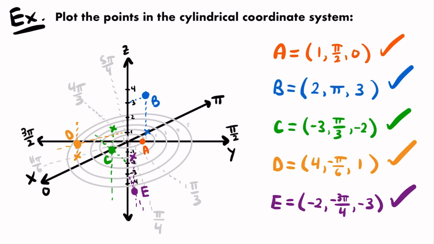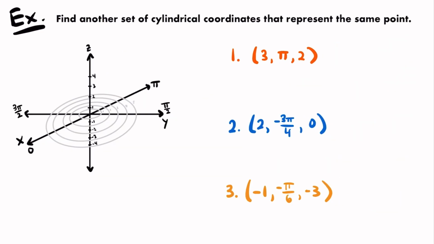Okay, let's look at a different example. Next up, we want to find another set of cylindrical coordinates that represent the same point. And we have 3 different points that we've been given. Now, what this is referring to is the fact that cylindrical coordinates are not unique. In other words, you can represent the same point in a cylindrical coordinate system with a multitude of different coordinate values. There's multiple different sets of coordinates that represent the same point.